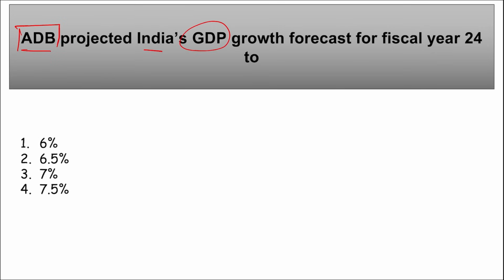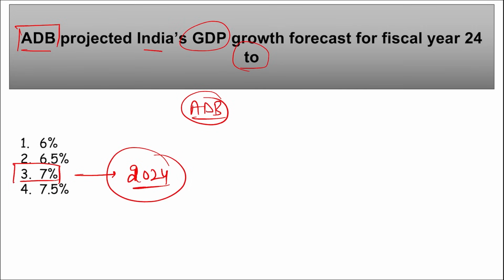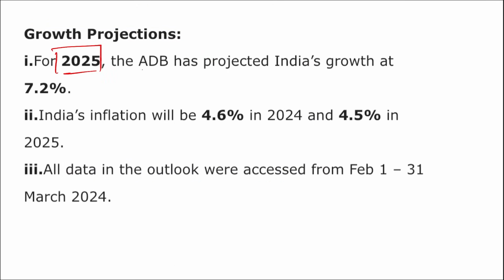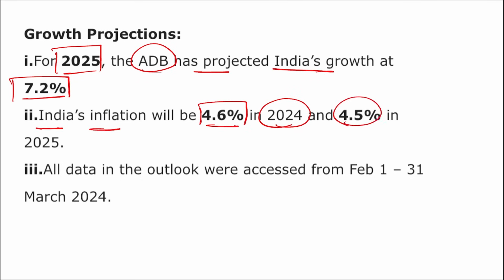They have projected India's GDP growth forecast for fiscal year 24 to 7%. So Asian Development Bank projected that India will be growing by 7% in the year 2024. Correct? Earlier, Asian Development Bank projected India will be growing by 6.7%, but now they have revised their growth from 6.7 to 7%. Apart from this, for 2025, here you can see the Asian Development Bank projected India's growth at 7.2%, and India's inflation will be 4.6% in 2024 and 4.5% in 2025. All data in the outlook were assessed from Feb 1 to 31st of March 2024.